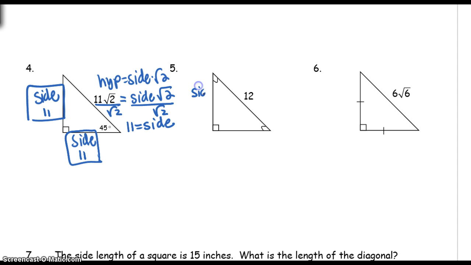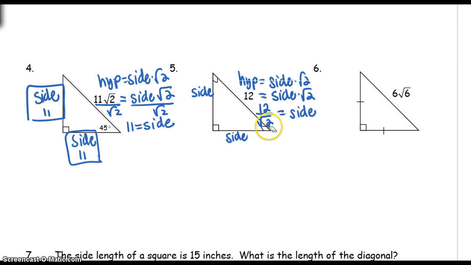This is the side, this is the side, and here our hypotenuse, which is the side times square root 2. Well, what have they given me? They've given me the hypotenuse, and I need to find the side. So my hypotenuse is 12, and I know that that's the side times square root 2. To get the word side alone, we'd have to divide by the square root of 2 on both sides. So 12 divided by square root 2 equals the side. But you cannot leave a radical on the bottom.